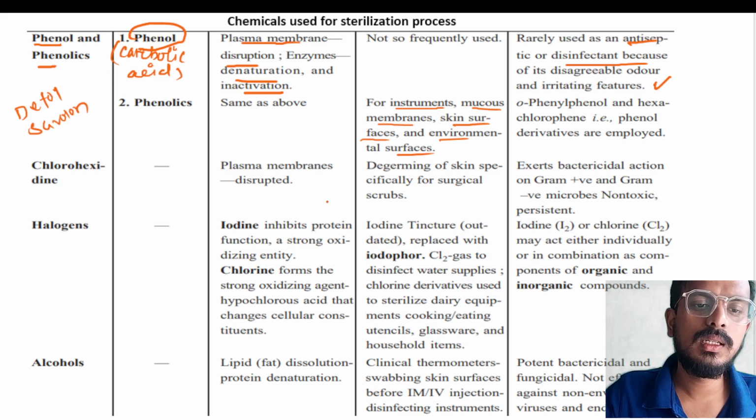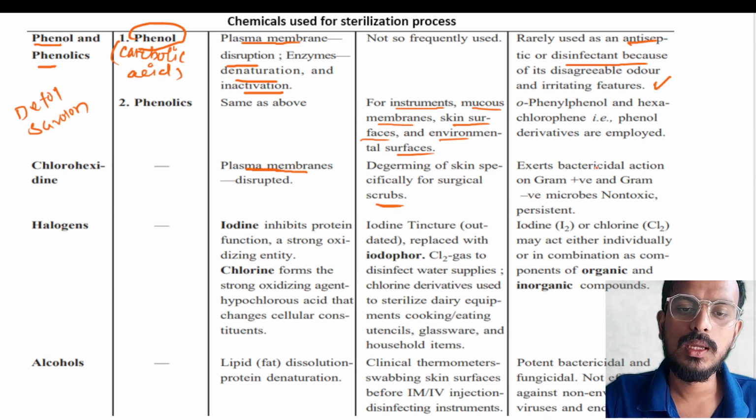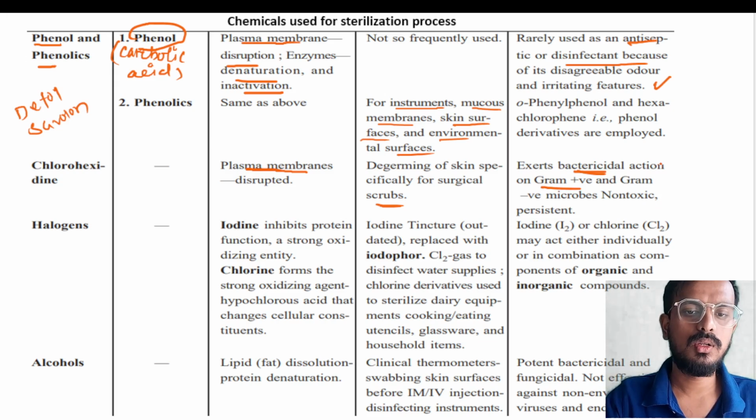Next is chlorhexidine. Chlorhexidine acts by disrupting the plasma membrane. It is used for degerming the skin, specifically surgical scrubs, so basically in surgical processes. It is extremely bactericidal, with bactericidal action on gram-positive as well as gram-negative microbes, and has non-toxic persistence.